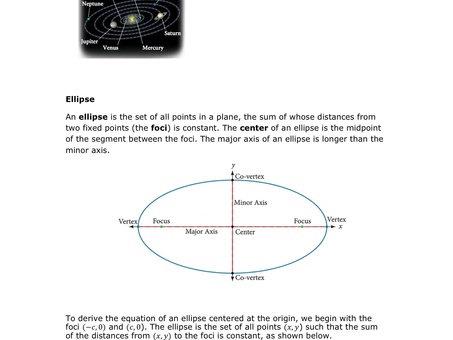So let's explain what an ellipse is. The way that we define an ellipse is a set of all points on the plane, so the xy plane is normally where we are, the sum of whose distances from two fixed points, the foci, so here's a focus and here's a focus, is constant. The center of an ellipse is the midpoint of the segment between the foci. So the center is halfway between this focus and this focus, so that's where the center is. We have the major axis. The major axis is the longer, more stretched part of the ellipse. And then the minor axis is along the shorter or more squished side of the ellipse.